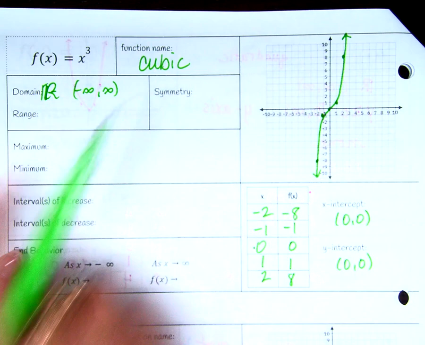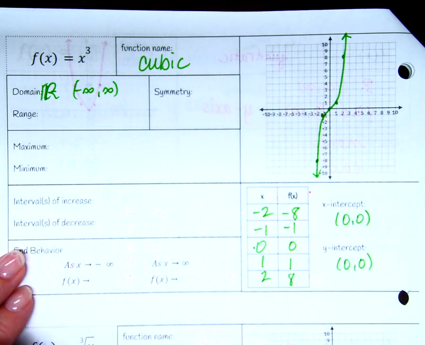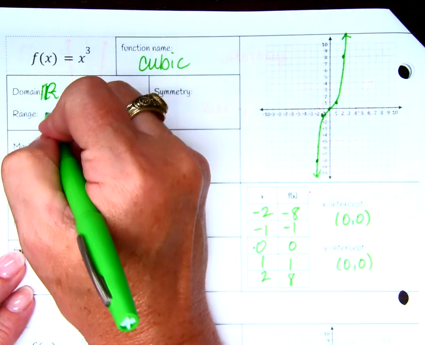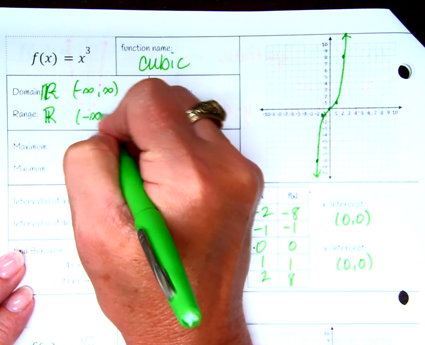All right, what about range? How far down does it go? That one seems more obvious, doesn't it? Because it's clearly going all the way down and clearly going all the way up, right? So all real numbers, negative infinity to positive infinity.